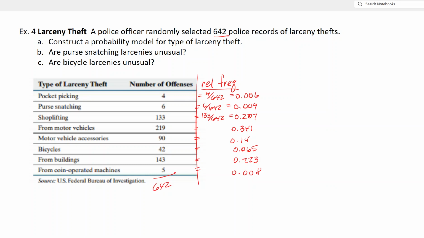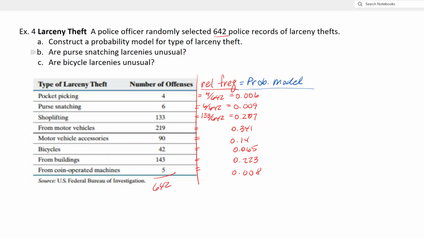Now, relative frequency is really another name for a probability model. Remember, we define probability as the number of ways the event could occur out of all the possible outcomes. Same thing here. There are 4 events of pocket picking out of 642 total offenses. That tells me that this relative frequency is also considered a probability model. So we're just changing the name and calling a relative frequency a probability model.